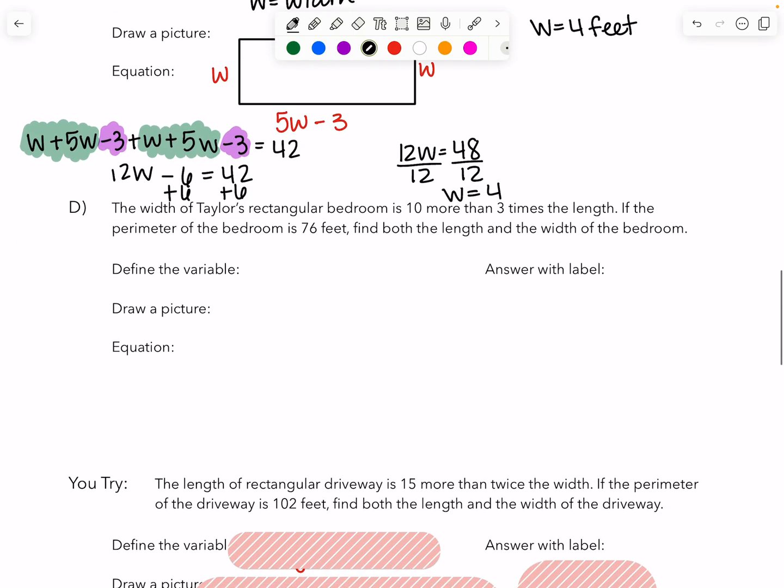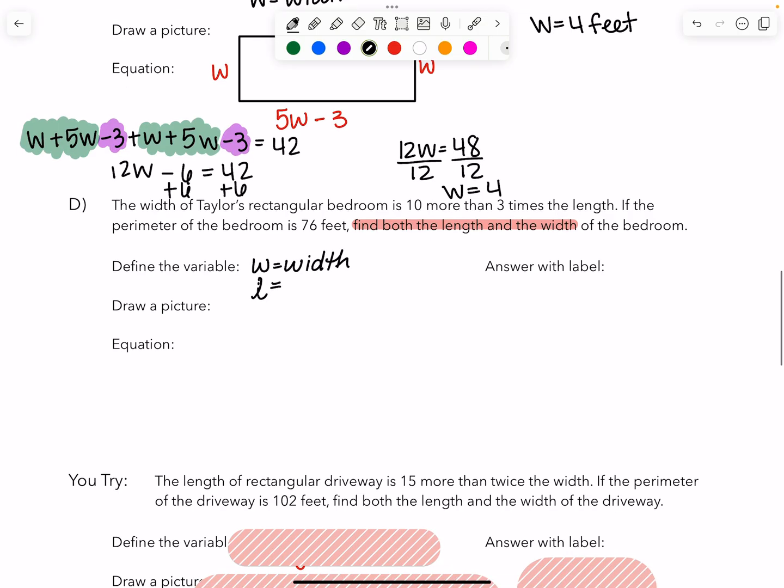Moving on to D. The width of Taylor's rectangle bedroom is 10 more than 3 times the length. If the perimeter of the bedroom is 76 feet, find both the length and the width of the bedroom. All right. This one's going to be a little bit different. Here it's telling us to find both the length and the width. So when we define our variable, we're going to put W equals width, L equals length.